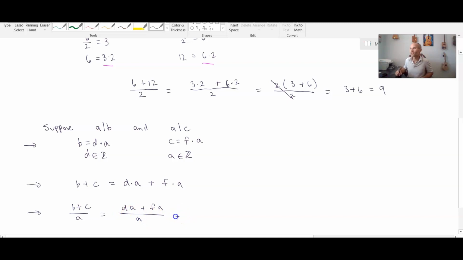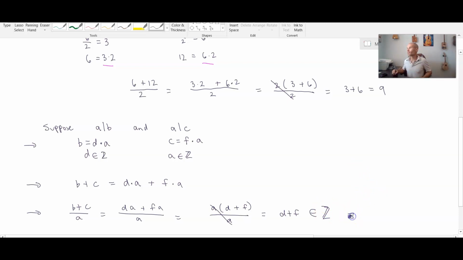And once again, just like in our numerical example, we can factor out an A and write this as D plus F, divided by A. Cancel those out, and I get D plus F as the result. Now, since D is an integer and F is an integer, their sum is also going to be an integer. There's no way to get decimals when you add together two integers. That's the bottom line. So this concludes our proof.